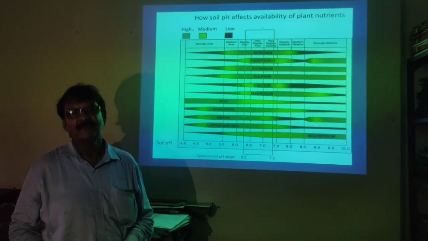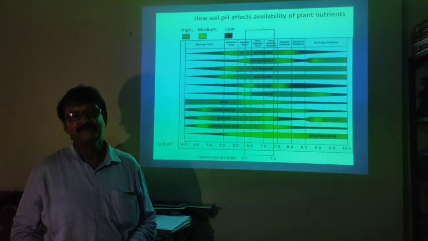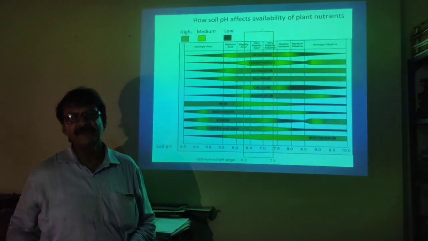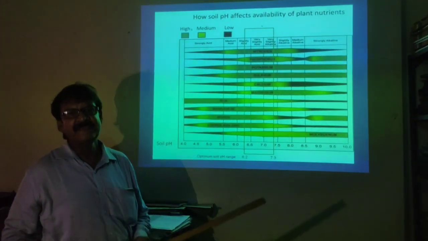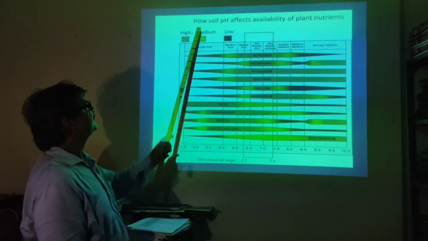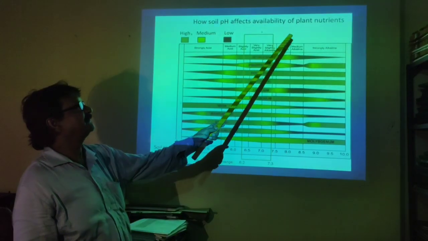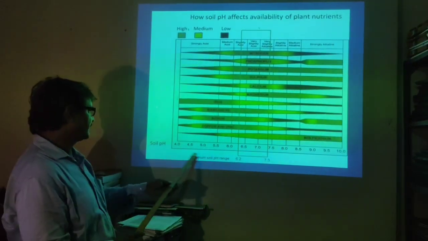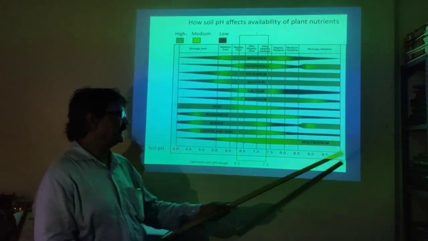The question is, why are we estimating the pH of the soil sample? Because pH is a very important parameter. From this diagram it is clear that pH affects the availability of plant nutrients. See, the horizontal line shows pH from 4 to 10.